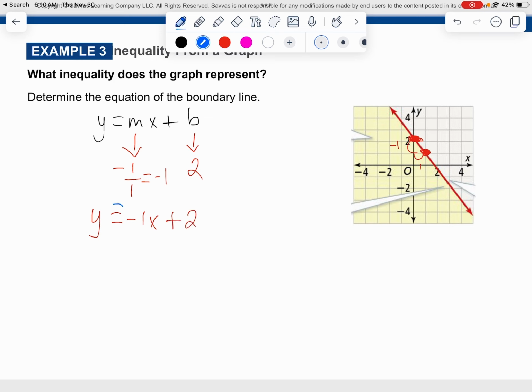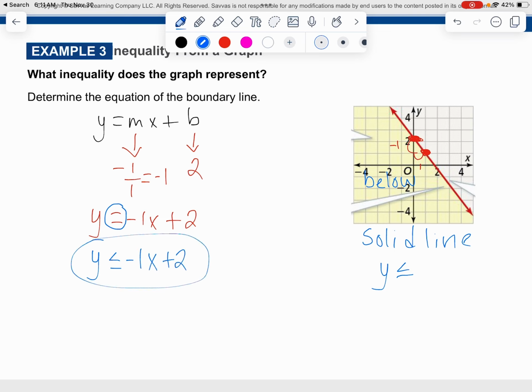Only thing left for me to do is figure out what inequality I am going to replace my equal sign with. So the shading is below, and we have a solid line. So our values of y should be less than or equal to. So y is less than or equal to -1x plus 2 is our final inequality.